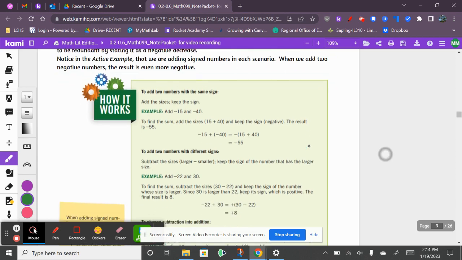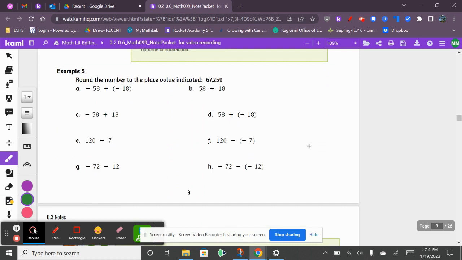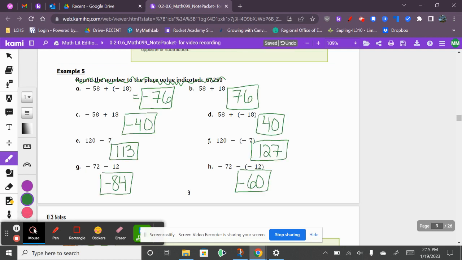So if we look here, this talks about signed numbers and how to add and subtract them. Instead of us focusing a ton of time on this, I just want you to be able to calculate these on your calculator. For example 5, all you would want to do is practice figuring out what these are in your calculator. So I would just type these in your calculator, and I'm going to pause the video just to put what the answers are, and then you can check your answers with what I have here. Okay, so those should be your answers for example 5.